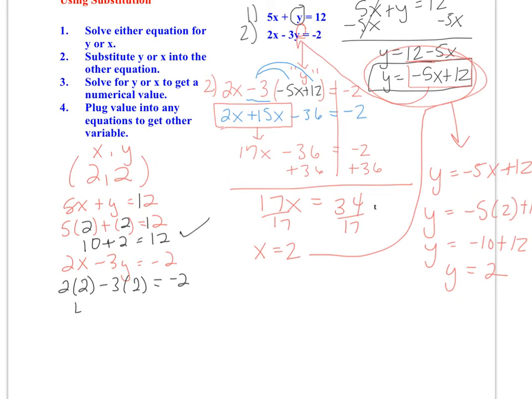2 times 2 is 4. -3 times 2 is -6, so -6 equals -2. Yep, that's definitely a true statement. So that makes me feel very, very confident that the ordered pair solution is 2, 2. All right. Write down at this point what questions you have, and we'll go from there.